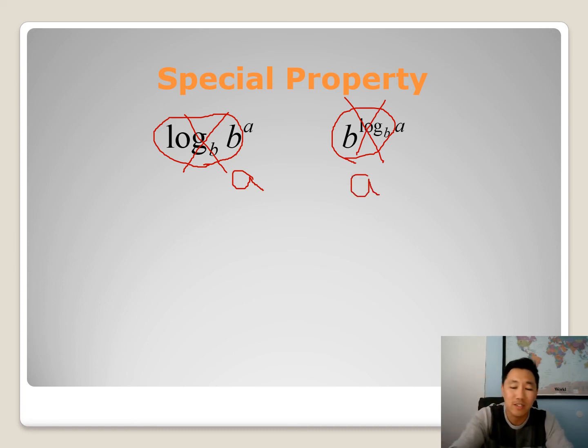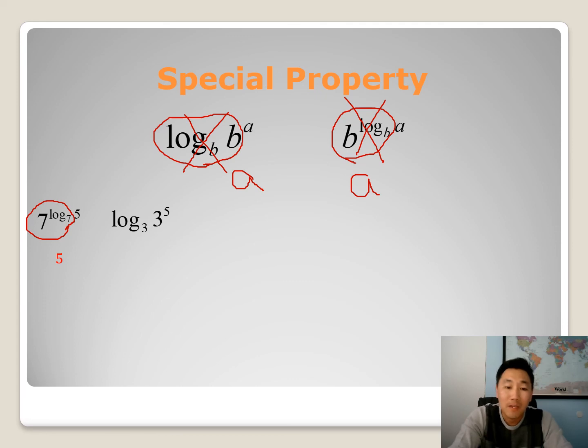Let's see how that works in some examples. 7 raised to the log base 7 of 5. Here it is. Those go away. We have the answer is 5. Log base 3 of 3 raised to the 5th power. The 3 base 3 goes away. Answer is 5 again.